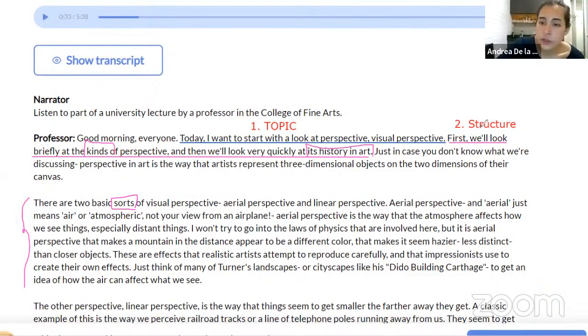Now, as for structures, there are many, many types. We'll see some examples in a bit. And finally, what do we have next? They say, just in case you don't know what we're discussing, perspective in art is the way that artists represent three-dimensional. What is that?